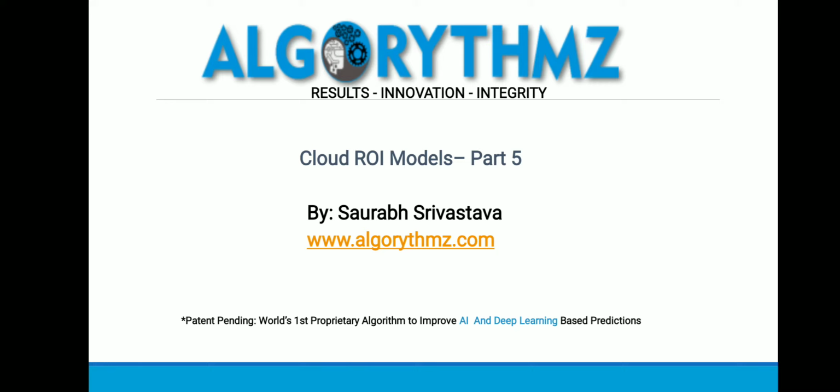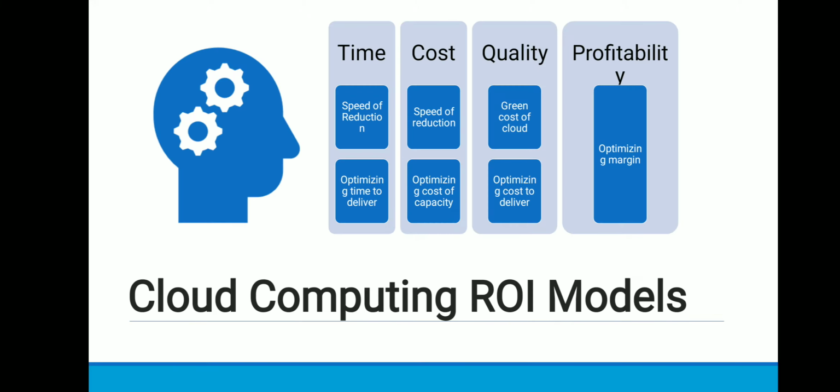Now, two presentations I planned for this. So one is cloud ROI models, which focuses on the time, cost, quality, and margin. These are the four pillars of the ROI models. And then in the next one, I'm going to talk about cloud computing key performance indicators, because these are the areas which are very important in terms of measuring your cloud migration or your data center exit. So let's go through it.